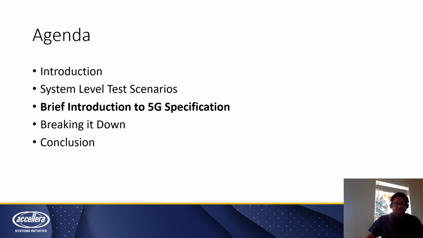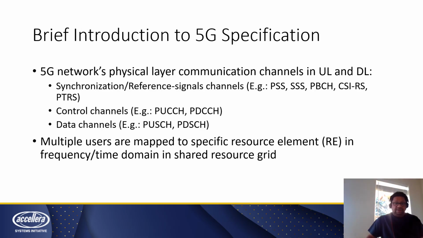Okay, let me briefly introduce you all to the 5G specification. The 5G specification has communication channels in the uplink and downlink that typically have, like any other communications protocol, synchronization and reference signals. In this case, we call them the primary synchronization signal, PSS, SSS, and PBCH. There are signal strength indicators and tracking signals, PTRS. And we have control signals such as PUCCH and PDCCH, and data channels like the PUSCH and PDSCH.